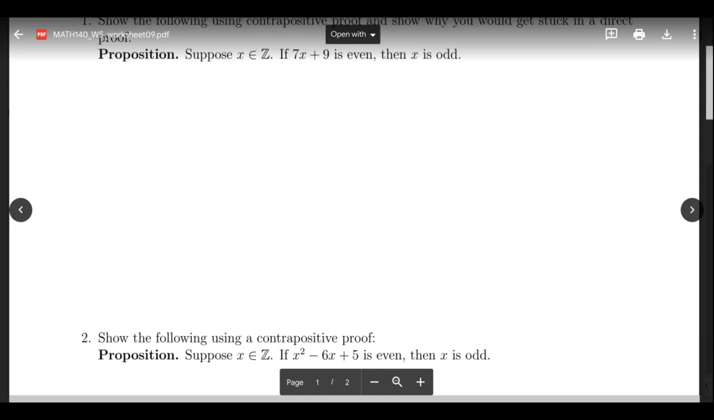Okay, let's see. Yes, we have to assume P, all right? So Patrick, we're talking about two proofs, right? We can use P derives Q. This is called, we assume P, then we derive Q. That's called direct proof. Or we can negate Q, right? We assume not Q, then we derive not P. That's called a contrapositive proof. So two ways.